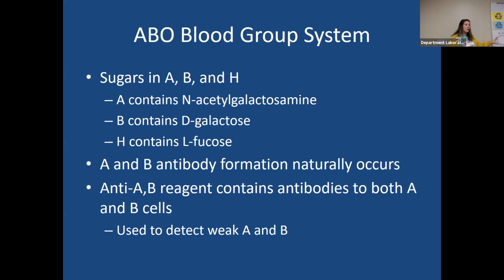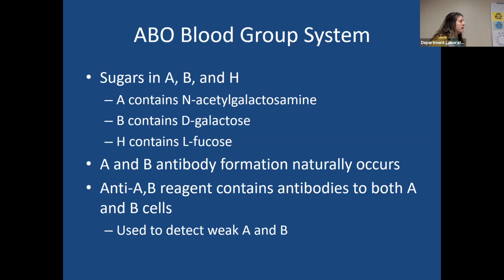In group O patients, they will naturally produce anti-A,B. Okay, so this is produced because they lack both the A and the B antigen. It can be found in their plasma. It is of IgG classification, all right? You guys need to know that for future reference. All right, we're gonna come back to that.